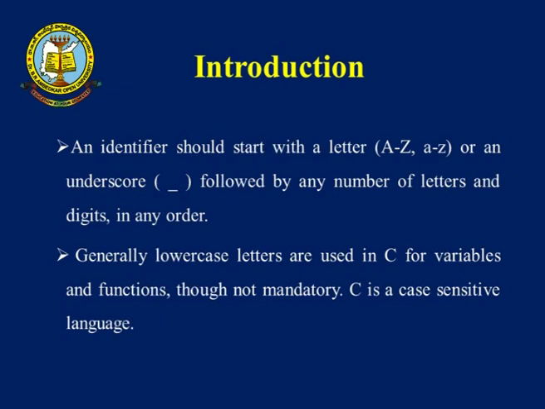But in order to give a name to that variable, we need to follow some rules. Those rules are: an identifier should start either with a letter or with an underscore. It should not start with a digit. It should start either with capital letters or small letters, whatever the letters may be. If not, it can start with an underscore, but it should not start with any digits or any white spaces, meaning any empty spaces.